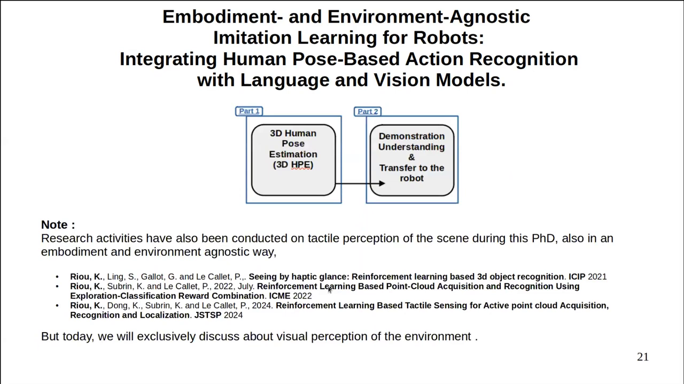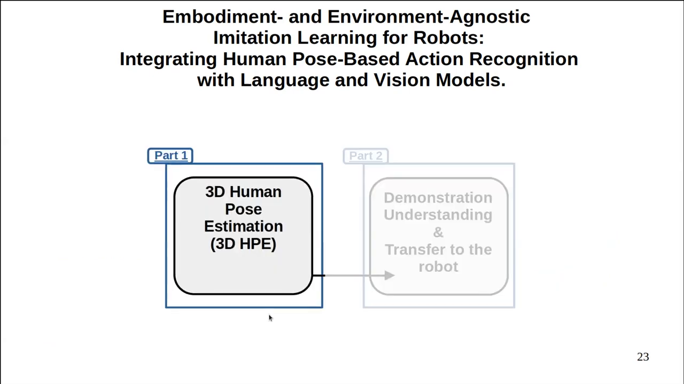Note that we also had other research activities, especially on tactile perception of the scene. Actually, also in an embodiment and environment way. We had corresponding contributions in different journals and conferences, but today we will exclusively focus on the visual perception of the environment. So first, let's dive in the human pose estimation solutions.